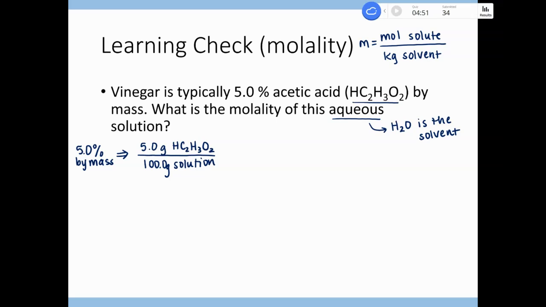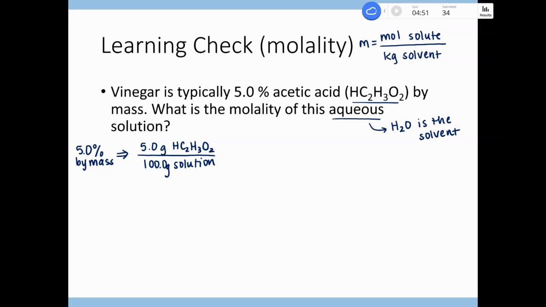So this is a condition we're setting to work through the problem. You can have different values as long as they will still equal 5% by mass. So we're setting the condition that we're working with a 100-gram solution. Often that's needed for these questions. We'll do that again in another learning check. All right, so we have 5% by mass. So we're going to say we have a 100-gram solution, 5 grams of that is acetic acid.